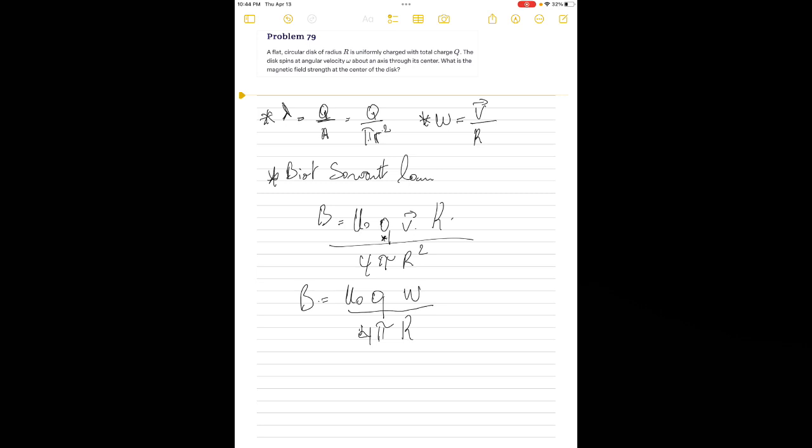The constant considers a small bit of charge dq from the Biot-Savart law, the tiny bit of magnetic field from this charge.